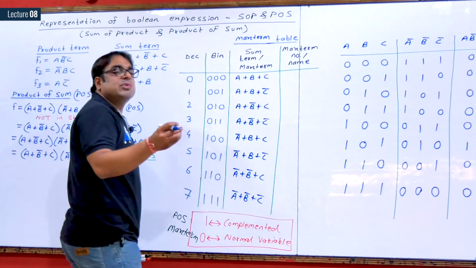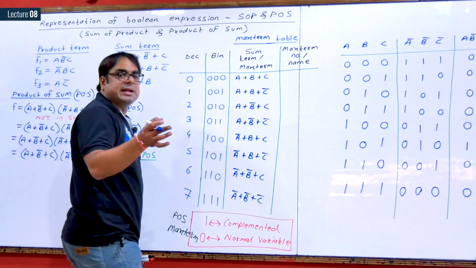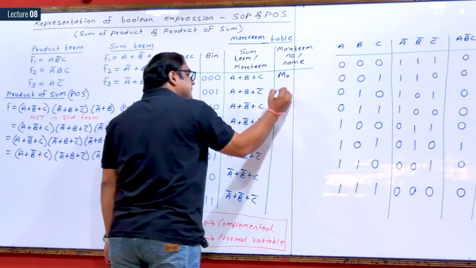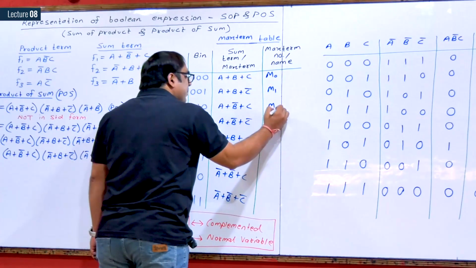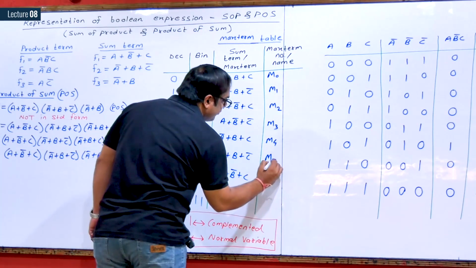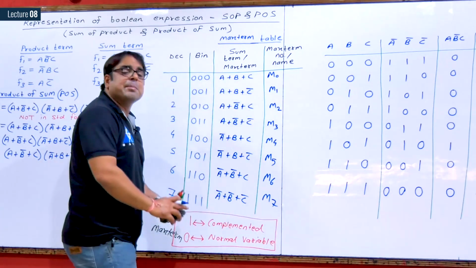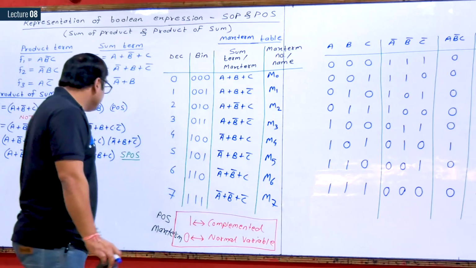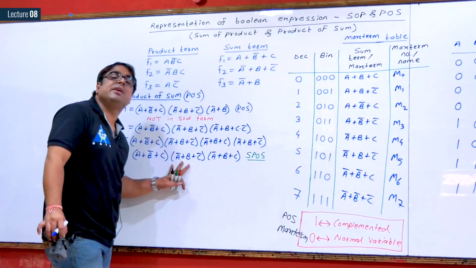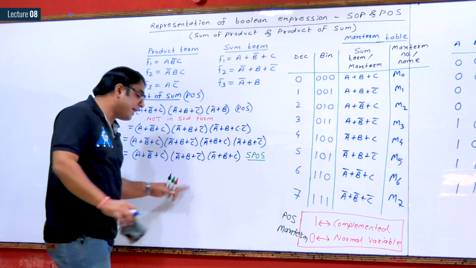Now min terms we were representing using small m, max terms will be using capital M. So this is capital M0, M1, M2, M3, M4, M5, M6 and M7. Now you see there are 3 max terms which we can definitely find in the table.